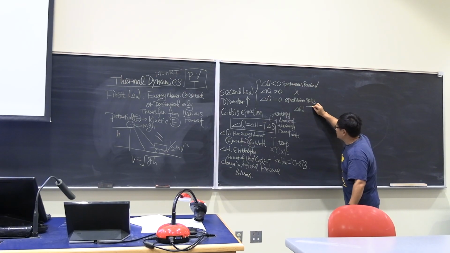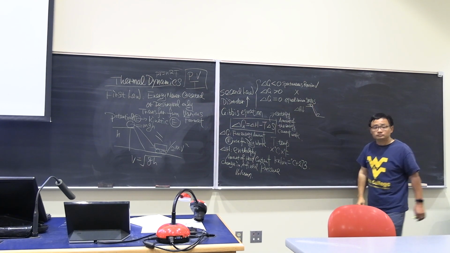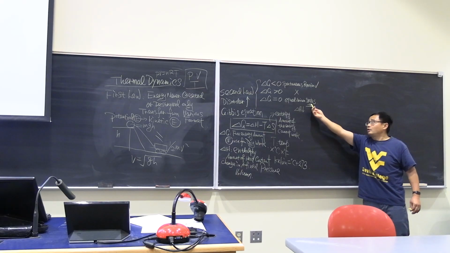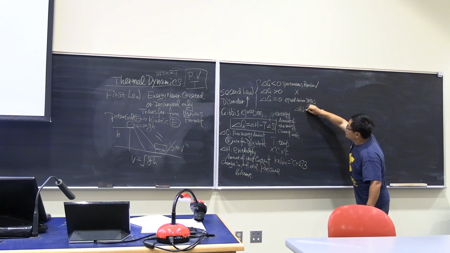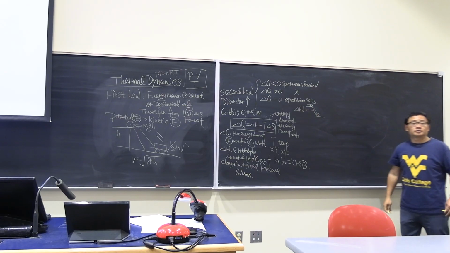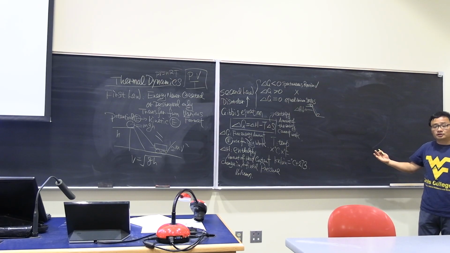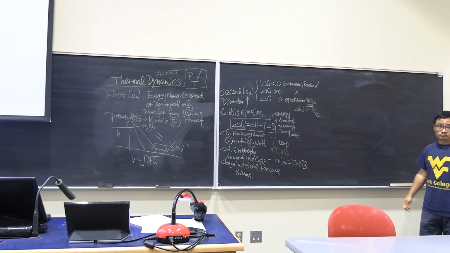The example is, I press a ball and it goes down. Compared to the ball up here, the delta H of the ball down here is decreased. That's why the spontaneous reaction will happen. That's the first explanation.